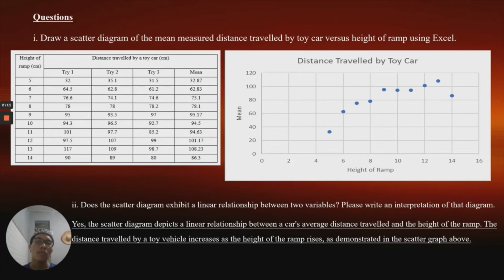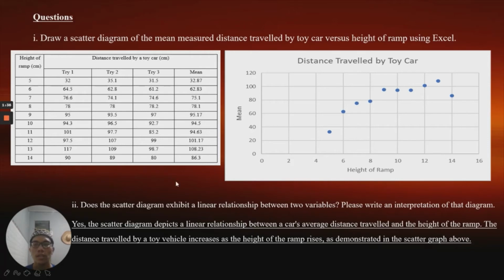On the next one, for the height of ramp equal to 13 cm, the mean is 108.23. And for the last one, when the height of ramp is equal to 14 cm, for the mean we will get 86.3. So you can see here, this is the graph that I have plotted in Excel. So you can see the graph is like this.